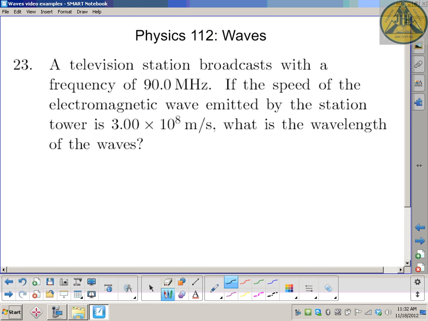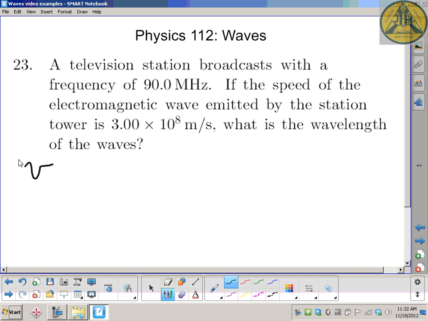A television station broadcasts with a frequency of 90 megahertz. The speed of the electromagnetic wave emitted by the station tower is 3 times 10 to the 8 meters per second. What is the wavelength of the waves? So when we broadcast things using electromagnetic radiation, that's just a fancy way of saying radio waves or maybe microwave radiation. And it travels at 3 times 10 to the 8 meters per second. Frequency is 90 megahertz. What is the wavelength?